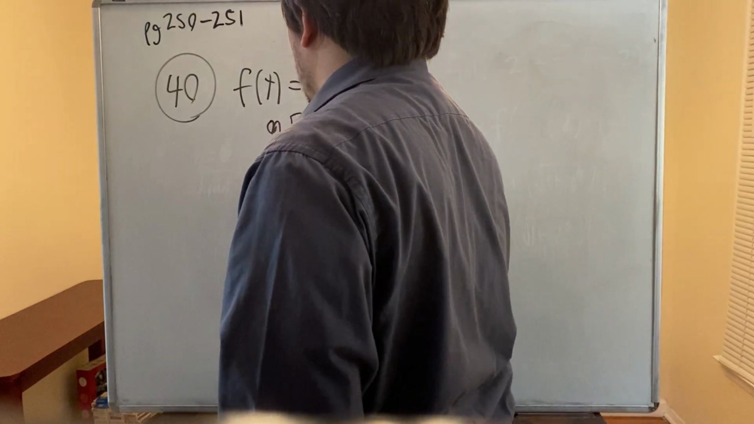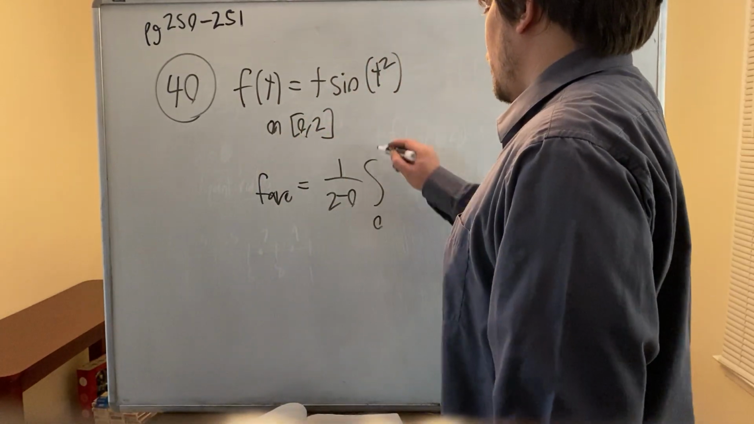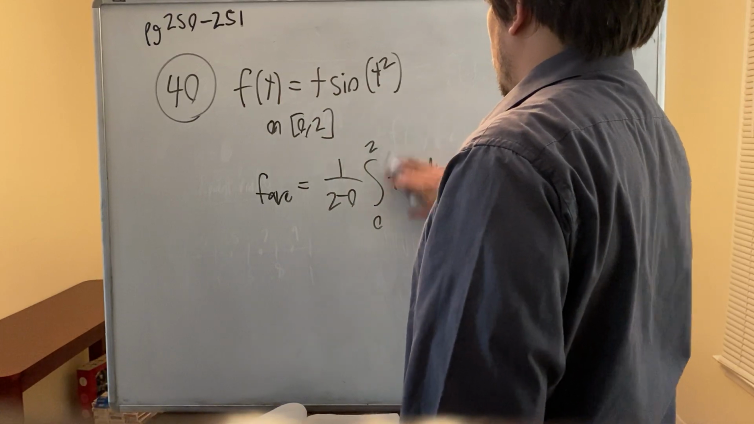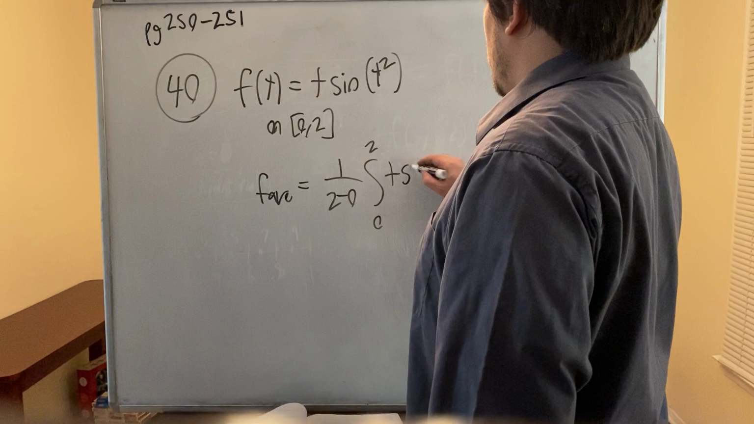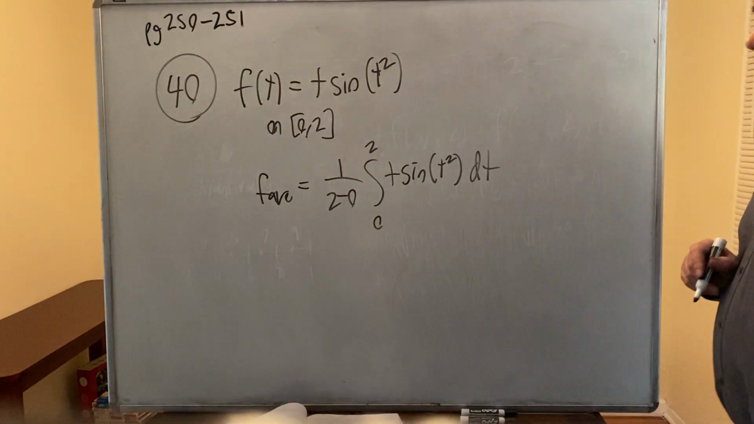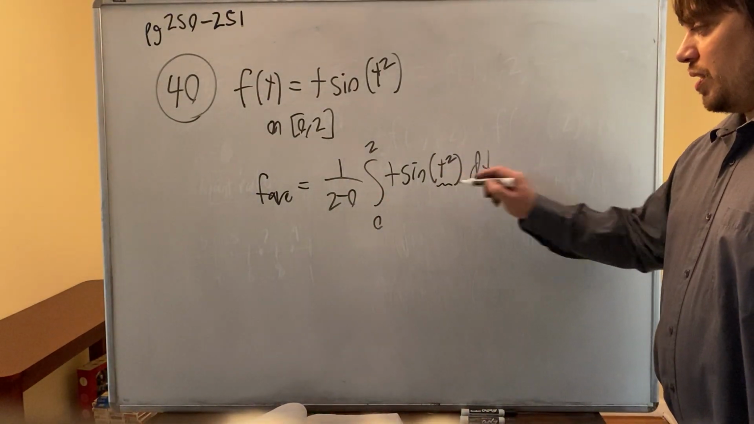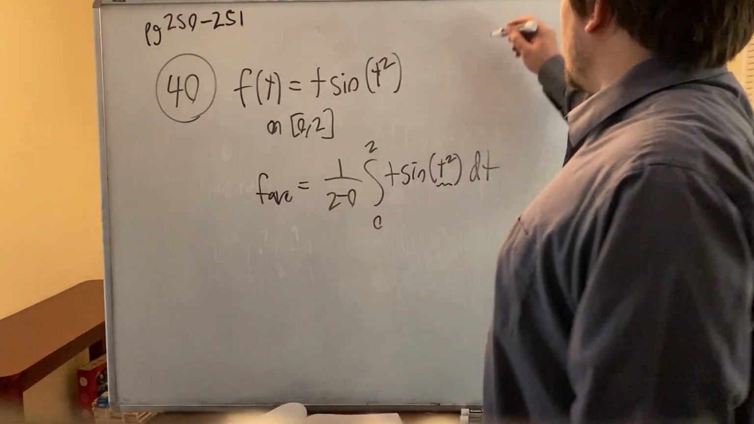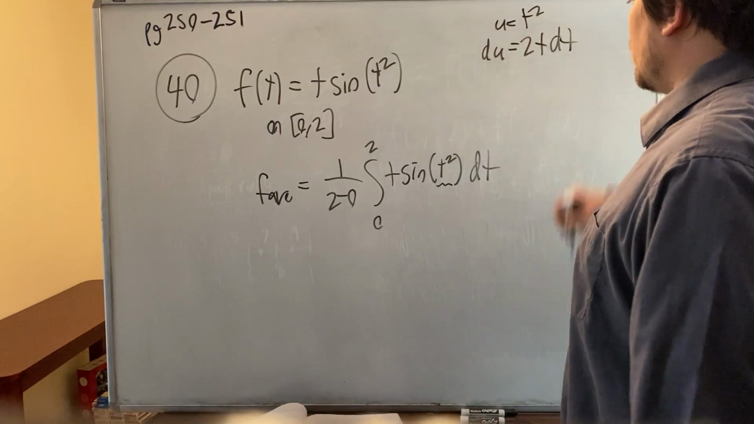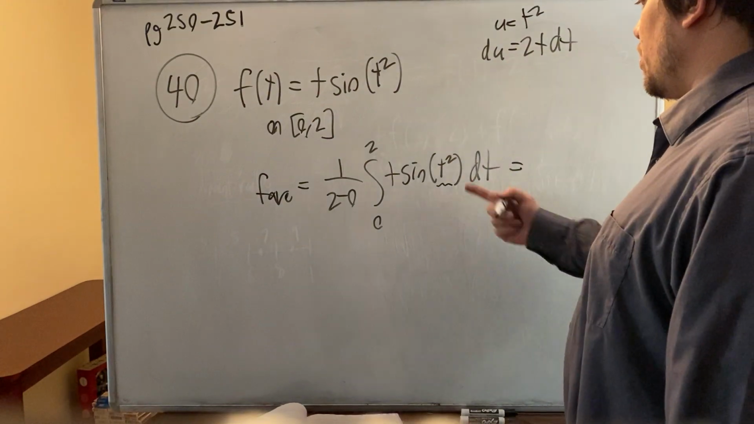So f average is equal to 1 over 2 minus 0 times the definite integral from 0 to 2 of f of t dt, or writing in f of t, t sine of t squared dt. So this is 1/2. Now we have t squared and the sine. This is weird. Let's make u equal to t squared. du is going to be 2t dt. And so we're missing a 2. We have the t dt, but we're missing a 2, so we're going to put a 2 there.